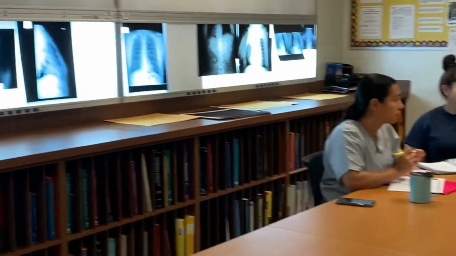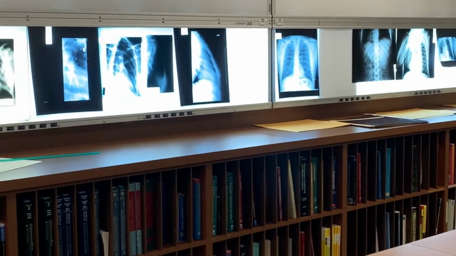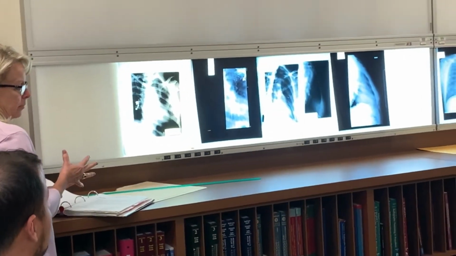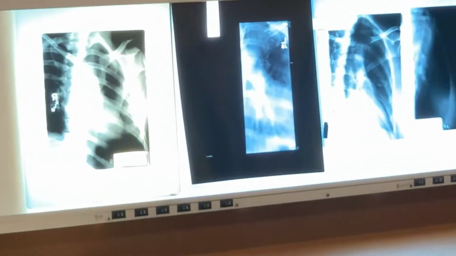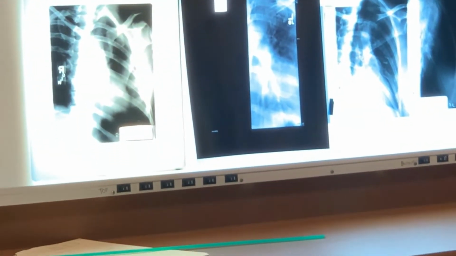So we're going to go with sternum first. That's the first one on your list. Typical projections we do is an RAO and a lateral sternum. Okay, so starting with the RAO.